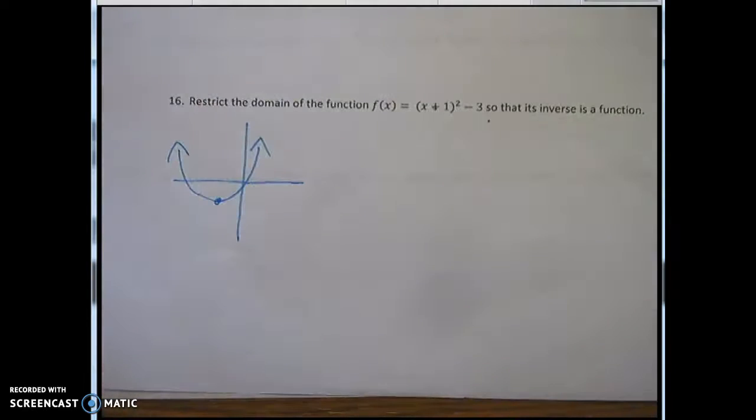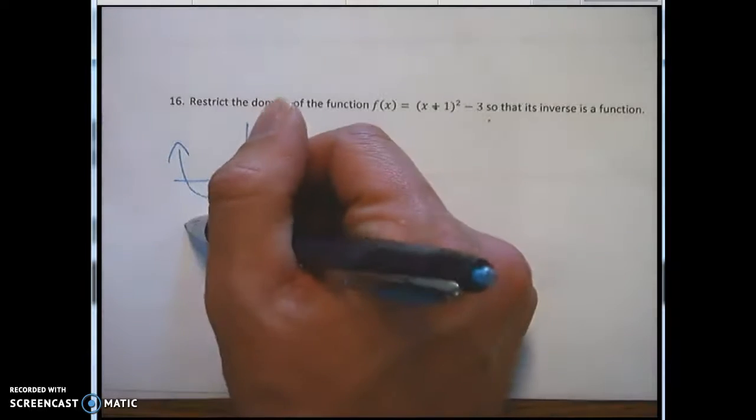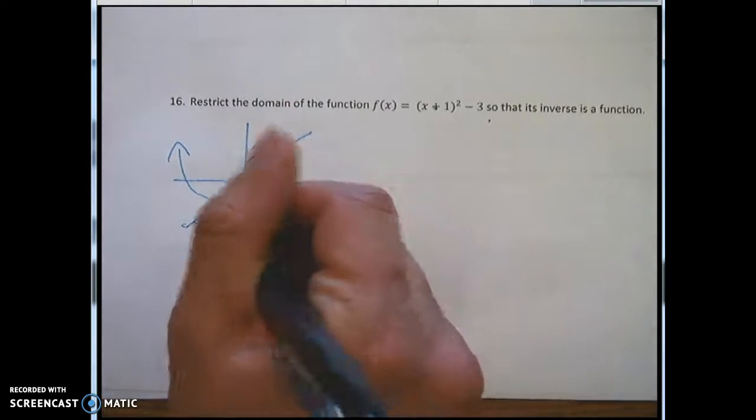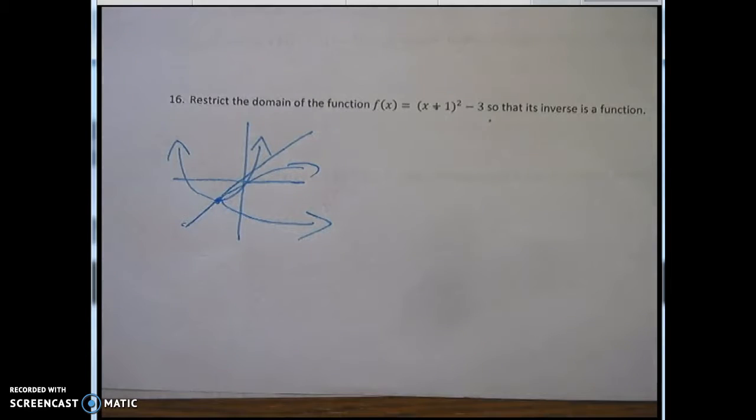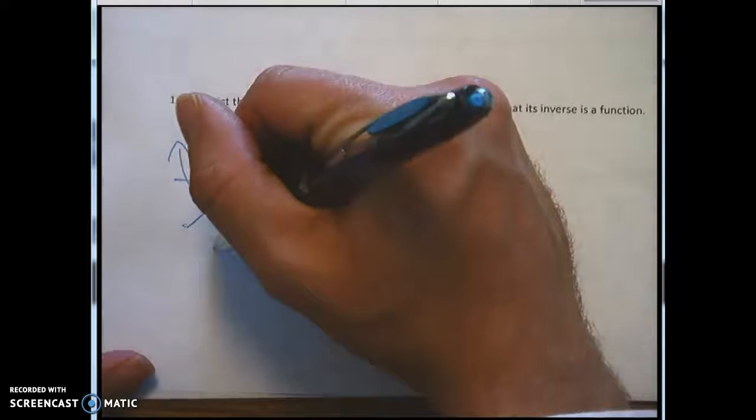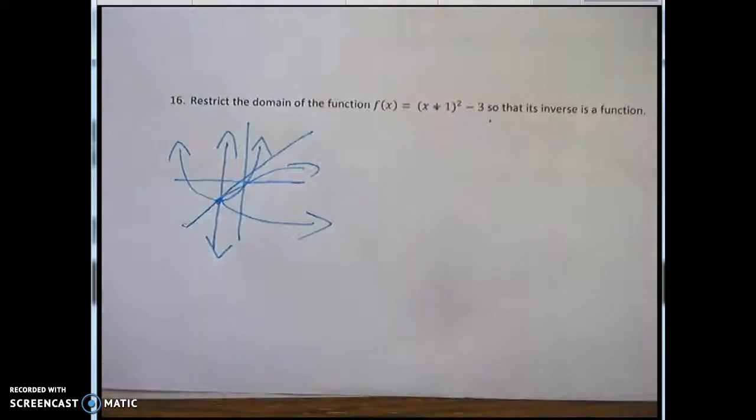And I know that when I take the inverse of that, when I reflect it across the line y equals x, it's going to be this sideways looking thing that's not a function. So what we need to do is split that quadratic right in half. If we split it right in half, then the inverse will be a function. So I'm going to simply restrict the domain of this function by splitting it right in half. So the real question is, what's that x value that cuts that quadratic right in half?